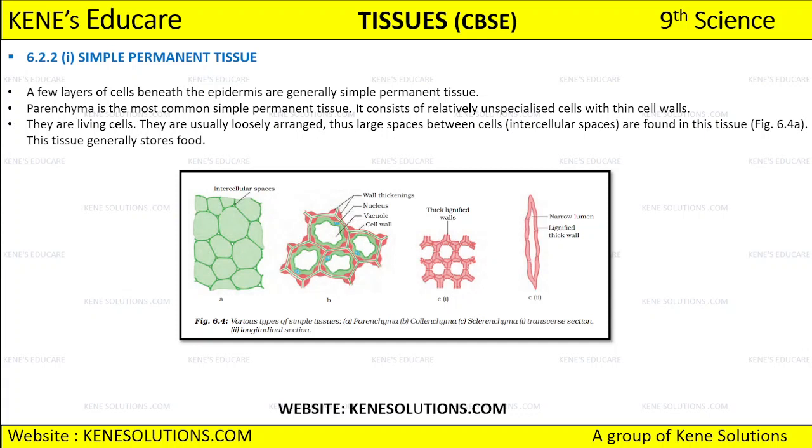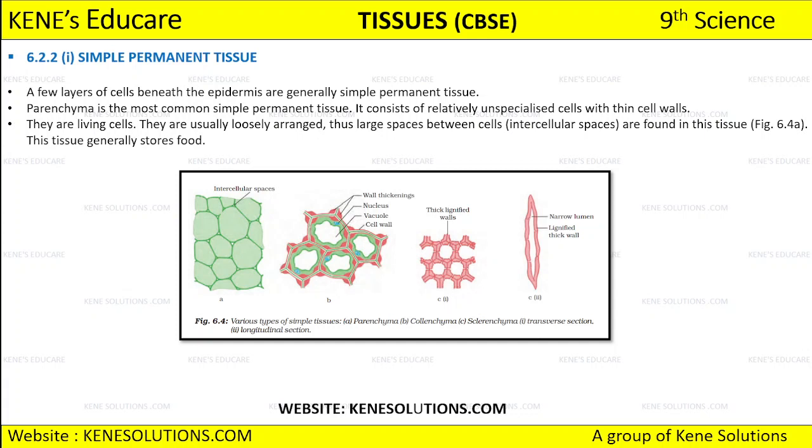And here you can see that when we discussed simple permanent tissue, we have three different kinds of simple permanent tissue. It includes parenchyma, collenchyma, and sclerenchyma. So these are the three important types of simple permanent tissue that we have.